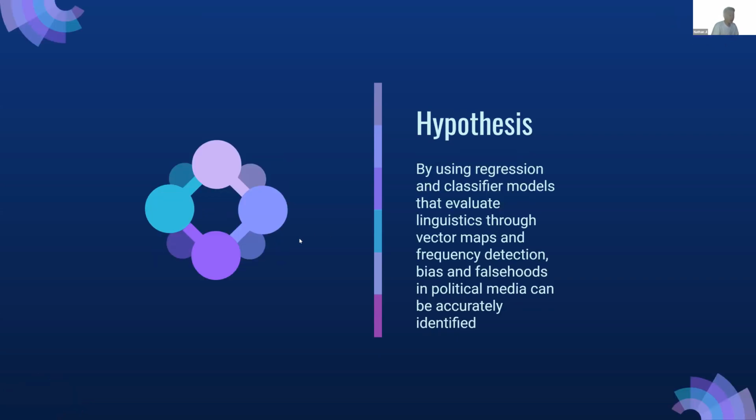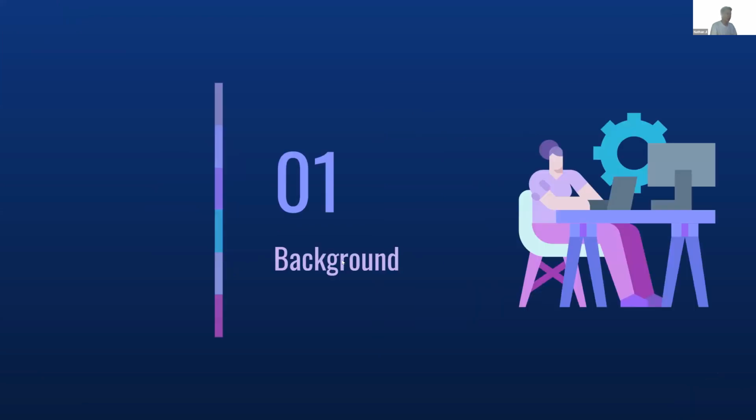So our hypothesis here is basically we're going to try using regression and classifier models to evaluate linguistic vector maps and frequency detection to find bias and falsehoods in political media. And we'll go ahead and digest what specifically that means in the following slides.